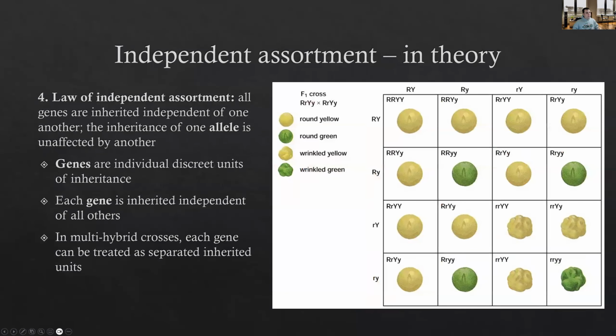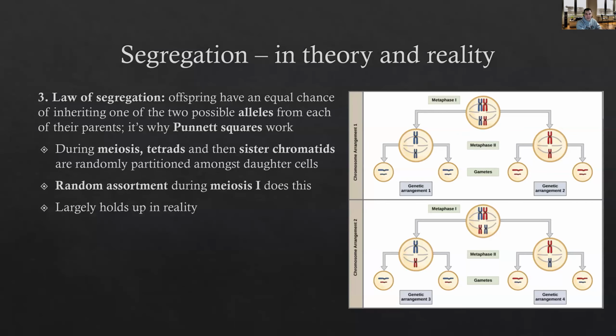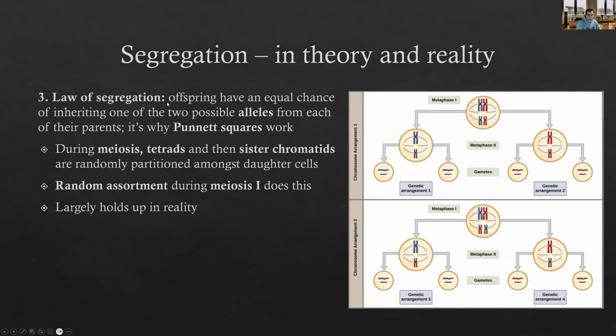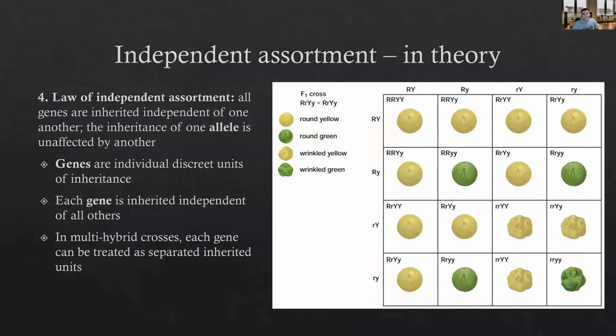His last law was the law of independent assortment. So don't confuse segregation and independent assortment. It's easy to do, especially because the law of segregation is supported by random assortment during meiosis. Don't confuse them. Independent assortment basically says that all genes are inherited independent of one another. What you inherit on this gene is separate from the inheritance of this gene. And in many cases, this works out.